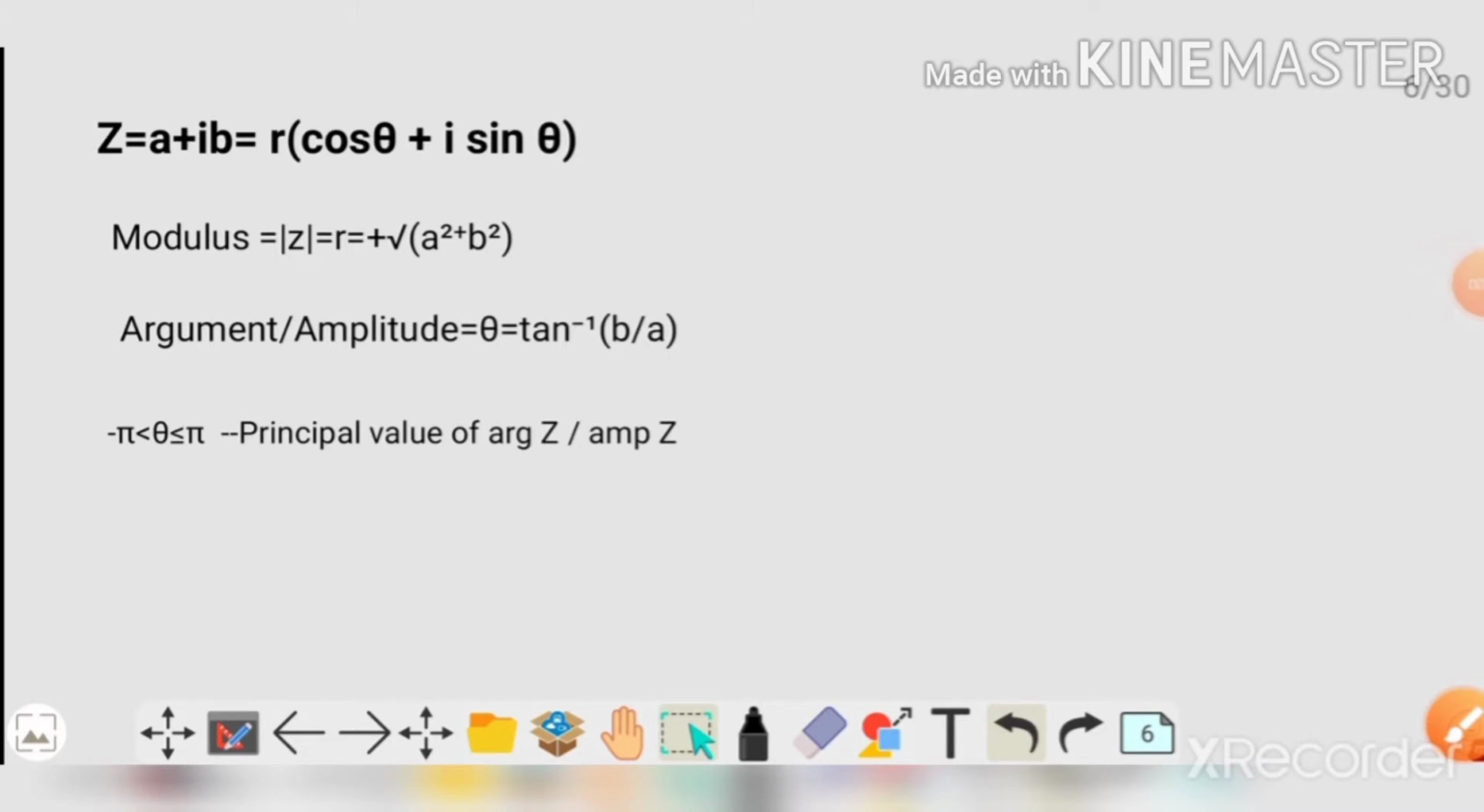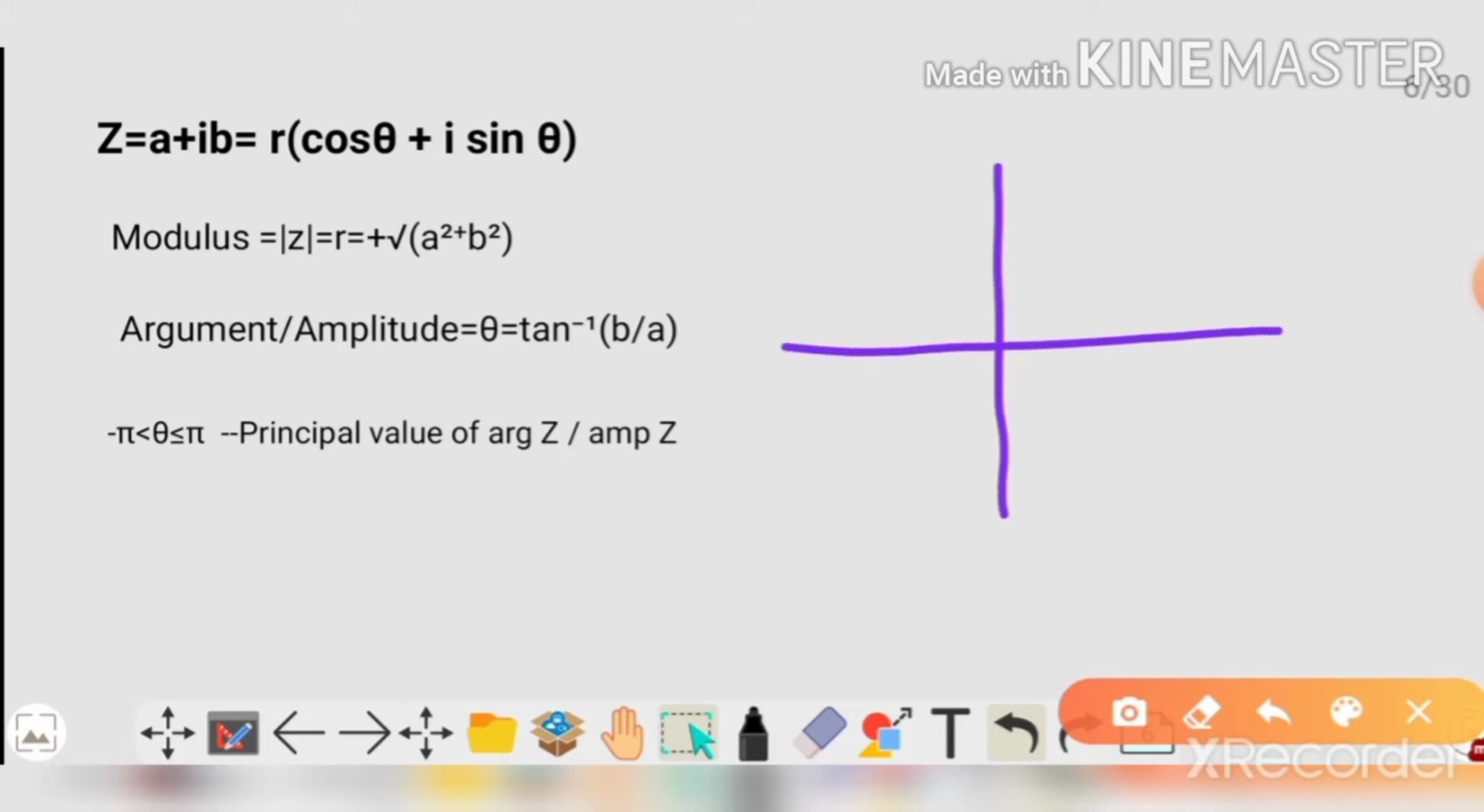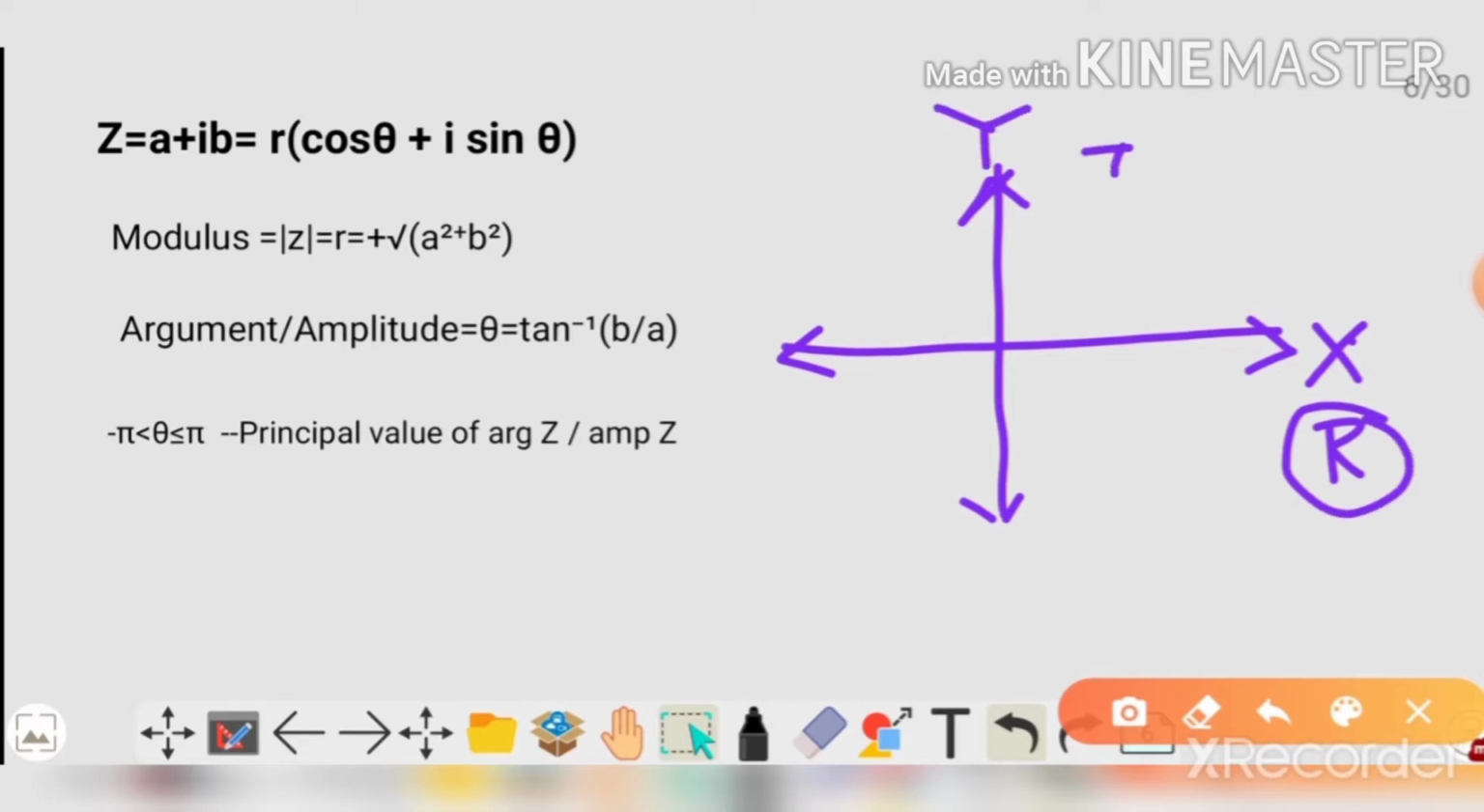Here we have taken a complex number z equals a plus ib. Now we will understand this complex number through the Argand diagram. So what is the Argand diagram? Argand diagram is the coordinate system of complex numbers. Okay. It's actually similar to the coordinate axes of 2D. This is the x-axis and it is called the real axis. Okay. And this is the y-axis, which is called the imaginary axis.